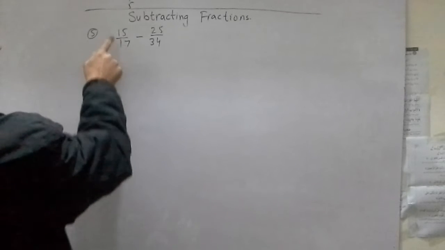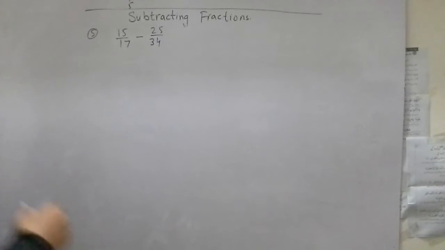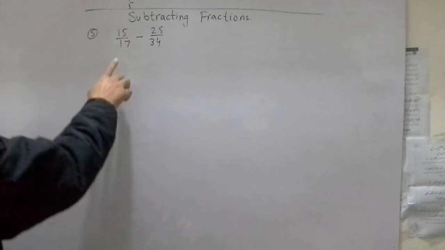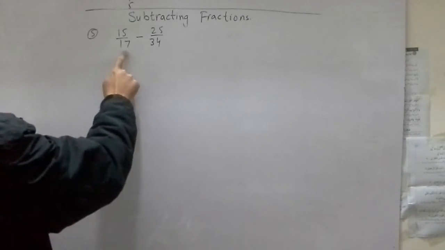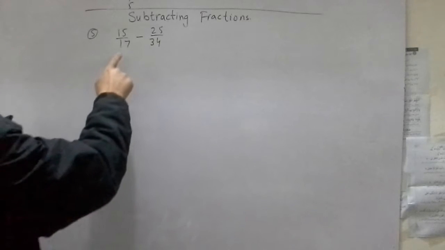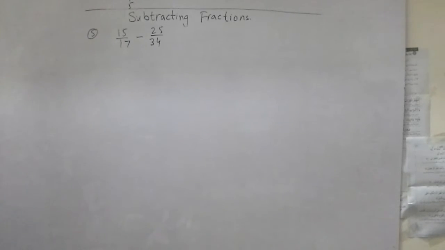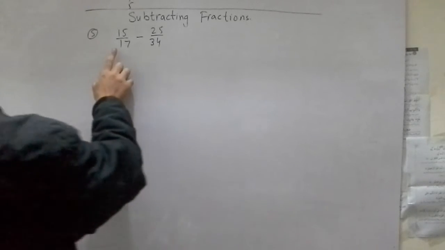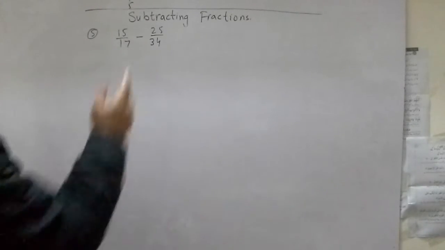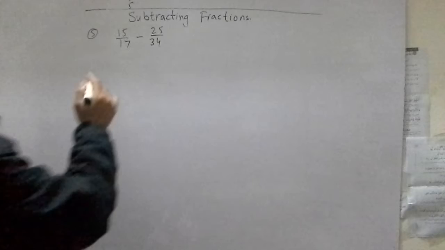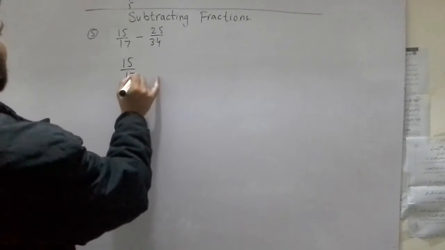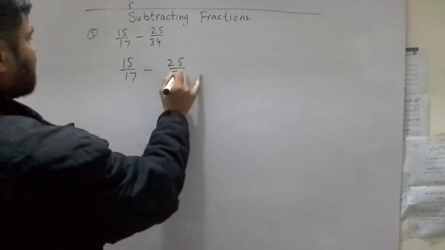Question number 5, 15 over 17 minus 25 over 34. With experience you will learn that sometimes you can simply multiply one denominator with some number to get the same denominator or LCM. If I simply multiply 17 with 2, I can get 34. So 15 over 17 minus 25 over 34.